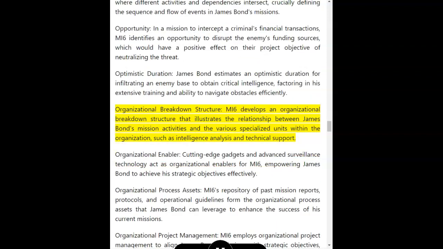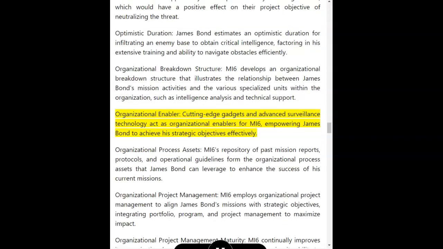Organizational breakdown structure. MI6 develops an organizational breakdown structure that illustrates the relationship between James Bond's mission activities and the various specialized units within the organization, such as intelligence analysis and technical support. Organizational enabler. Cutting-edge gadgets and advanced surveillance technology act as organizational enablers for MI6, empowering James Bond to achieve his strategic objectives effectively.